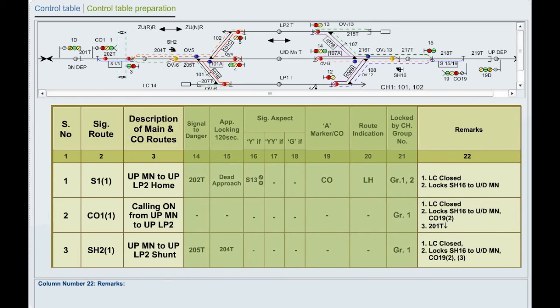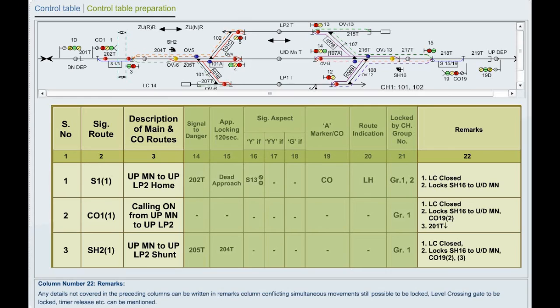Column number 22, remarks. This column contains the slots to be received before the signal can be cleared. The slots can be from the next cabin, station master, from ground frames that may be controlling some points in the path of the route, line clear, level crossing gate, etc. In case of last stop signal, which depends upon the receipt of line clear from the next station, it is mentioned as line clear in this column. Any details not covered in the preceding columns can be written in remarks column.